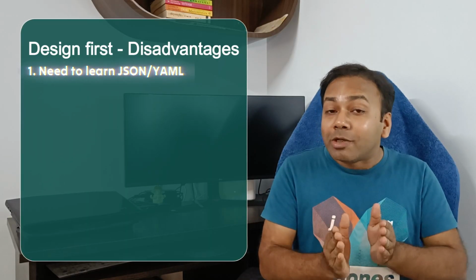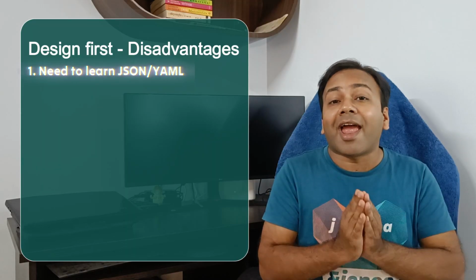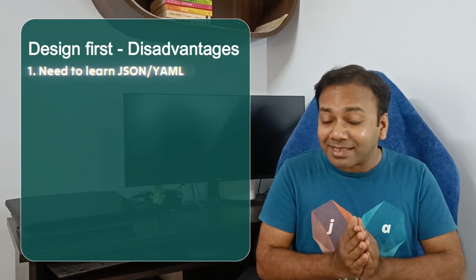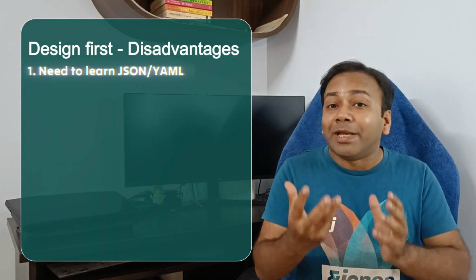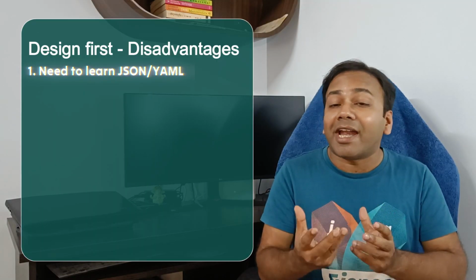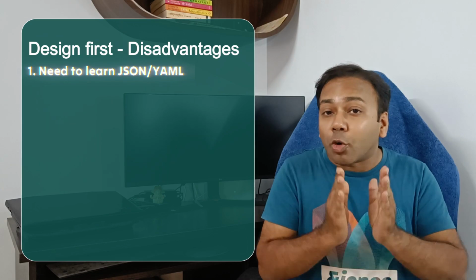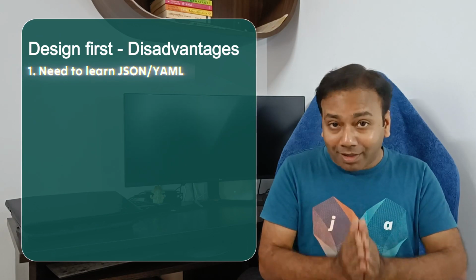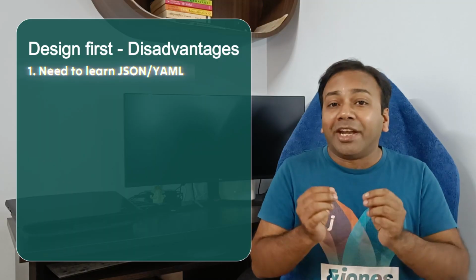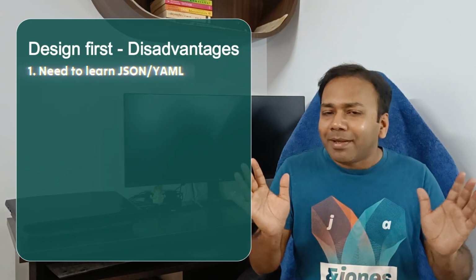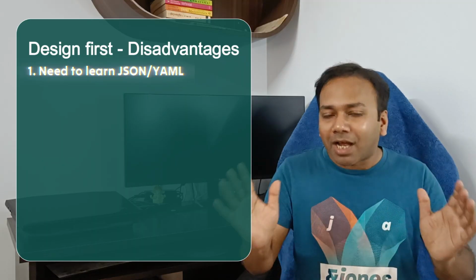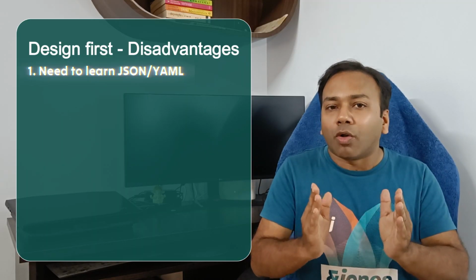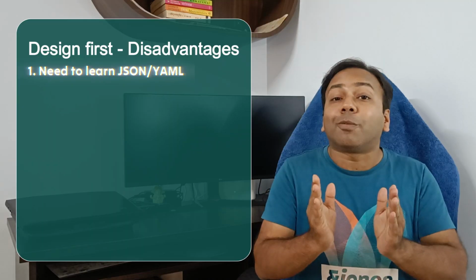So you need to learn about JSON and YAML specifications. How to define API specifications using JSON and YAML, that is something that you have to master. So you have to learn that. It will take a little bit of time and it will be easy. It won't be that complicated, but it has its own learning curve that you have to keep in mind.